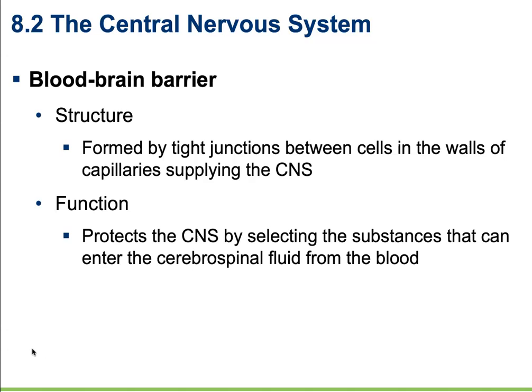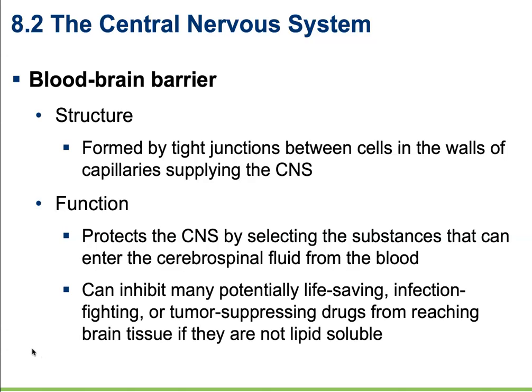Ultimately, it's going to protect the central nervous system by selecting the substances that can enter the cerebral spinal fluid from the blood. In other words, there's no blood that's going into your brain. What happens is instead we have molecules that pass out of the blood vessels and go into the cerebral spinal fluid and then bathe, wash, and provide nutrients to the central nervous system. It can inhibit many potentially life-saving, infection-fighting, or tumor-suppressing drugs from reaching brain tissue if they're not lipid-soluble.